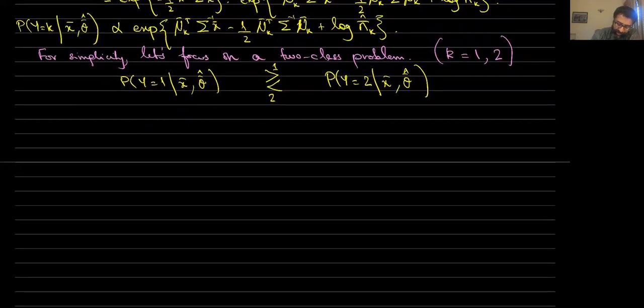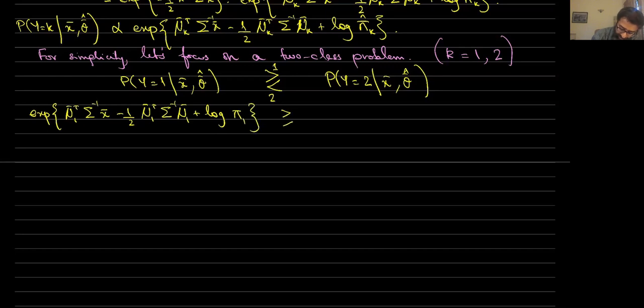Acha, ab so let me expand this further. Or so maybe I skip a step. Nahi chalo, let me not skip a step. So this is e raised to power mu k transpose. So the mu is 1 here. Mu 1 transpose sigma inverse x minus half mu 1 transpose sigma inverse mu 1 plus log pi 1 is greater than, is less than 1, and this is 2.